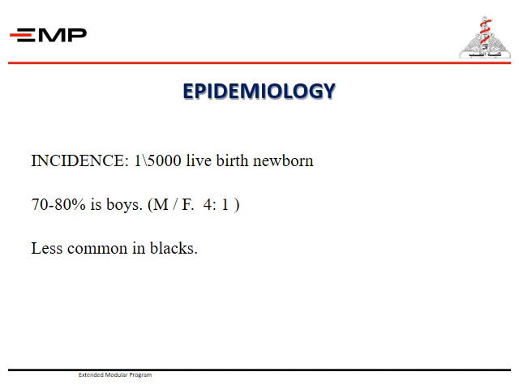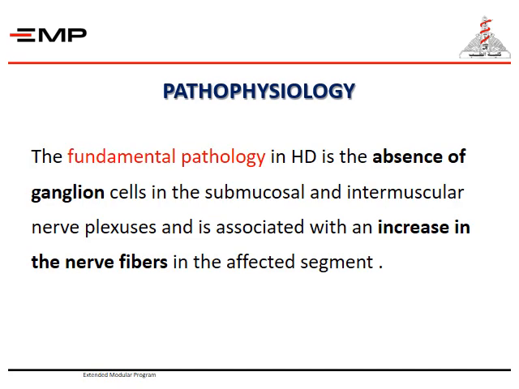70 to 80% are boys. It is less common in blacks. The fundamental pathology in HD is the absence of ganglion cells in the submucosal and intermuscular nerve plexuses, and is associated with an increase in the nerve fibers in the affected segment. The aganglionic segment usually involves the terminal intestine, that is the rectum or rectosigmoid.